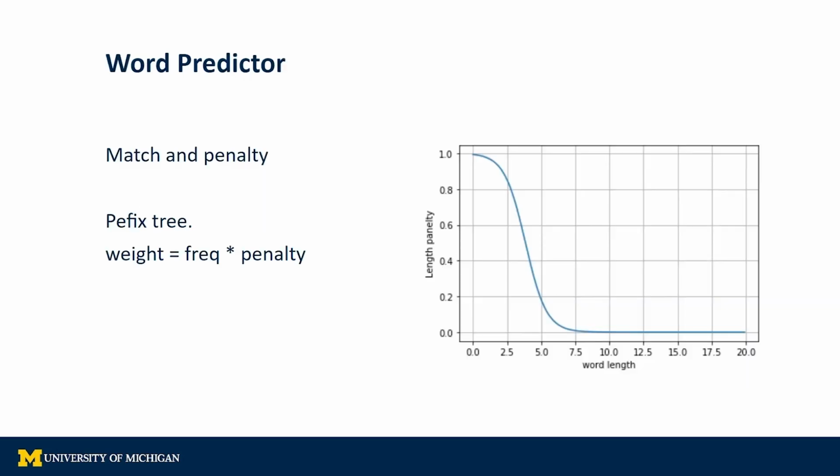The logic behind the word predictor is pretty simple but effective. It uses a prefix tree that looks up the frequency of each word that is an extension of the current prefix. One thing we added is the length penalty so that it tends to predict shorter words, with the use of a sigmoid function on the length of the word.